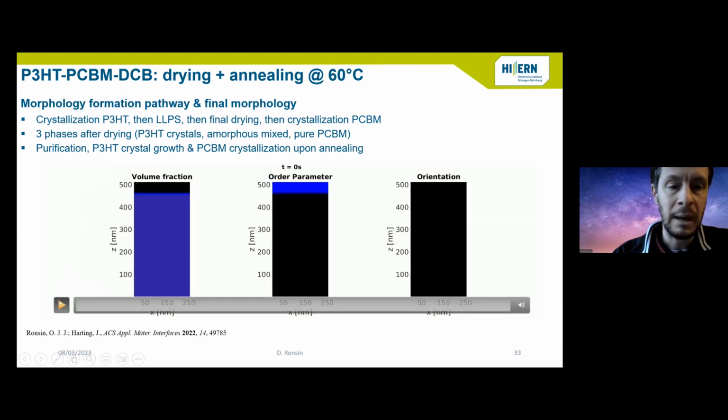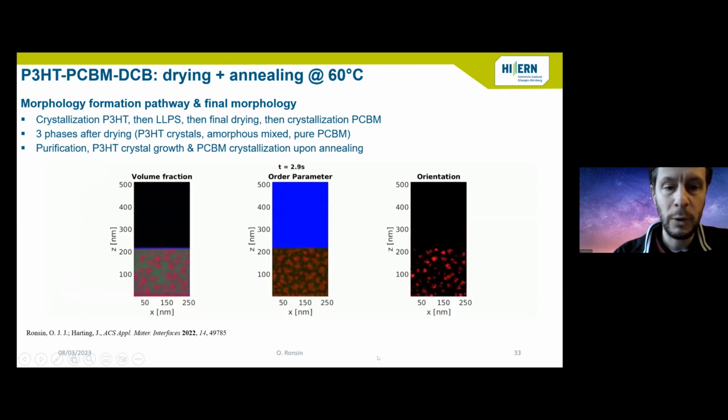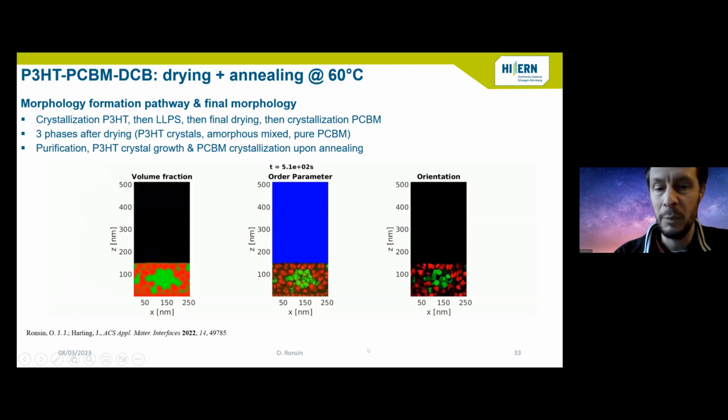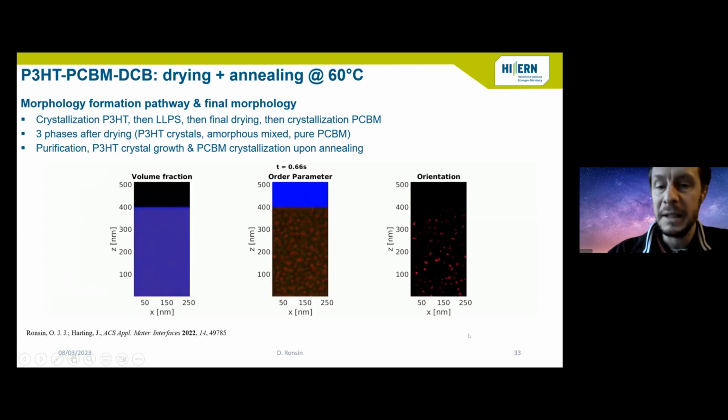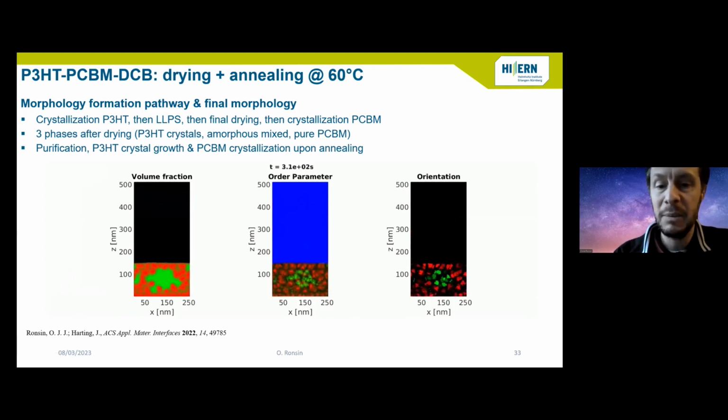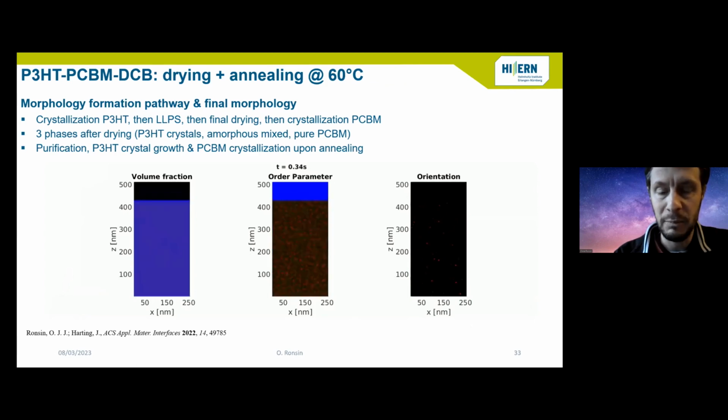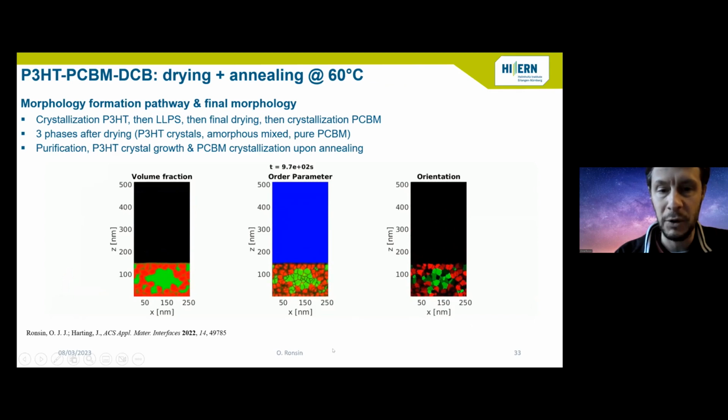So let's see what's happening. The film dries, and at some point you have a morphology formation. And then the film is dry, and as I said, there's an annealing behind, and so you see also the annealing. So let's have a look maybe one more time, and then I will show you some snapshots that are important.